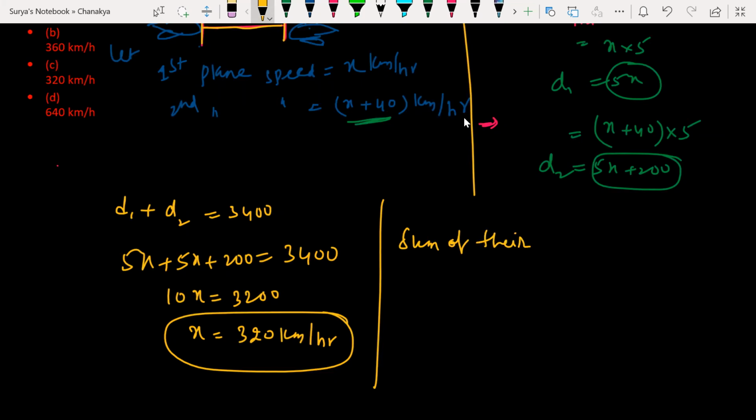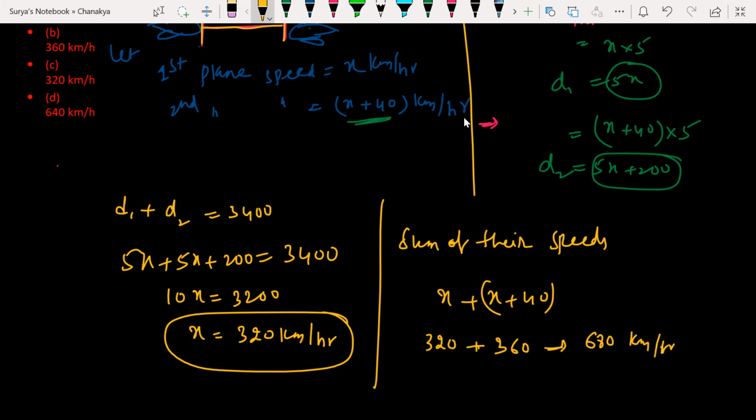The sum of the speeds is equal to what? First speed, how much? X, plus x plus 40. X is how much? 320, plus 320 plus 40, that is 360. So total how much? 680 kilometer per hour.